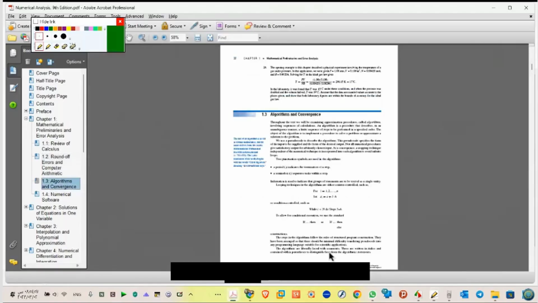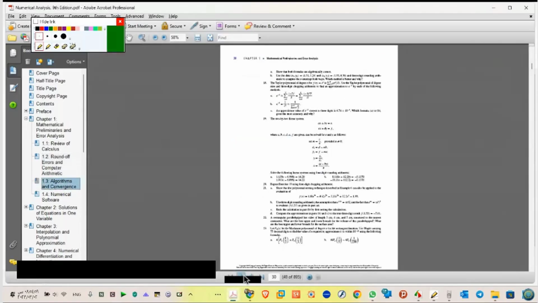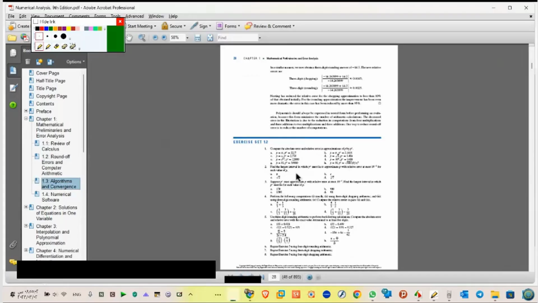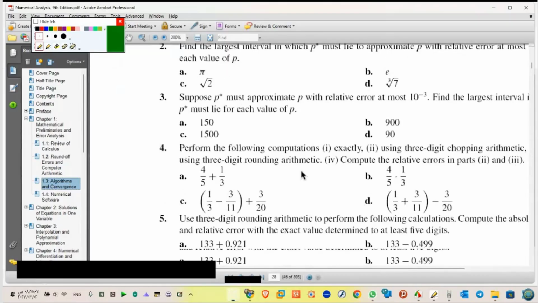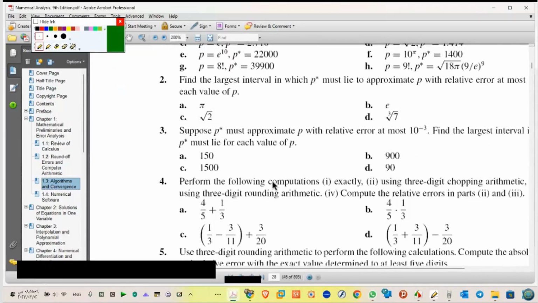After that, you have to go to the end of your chapter, and this book is very nice because at the end of each chapter we have many questions. For example, here: perform the following computations exactly using 3-digit. Here, I need 3-digit chopping arithmetic, 3-digit rounding arithmetic, and compute the relative error for each one. So for each one, that means for this one we have chopping, so we have 2 errors. We have rounding, we have 2 errors. Also, this one, we have chopping, so we have 2 errors, rounding for each.